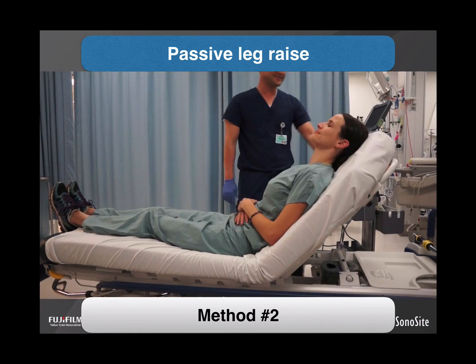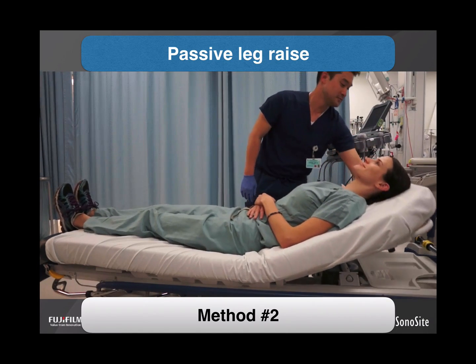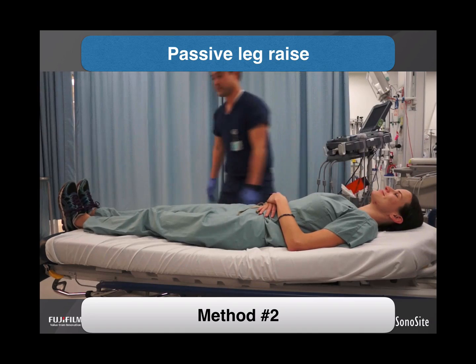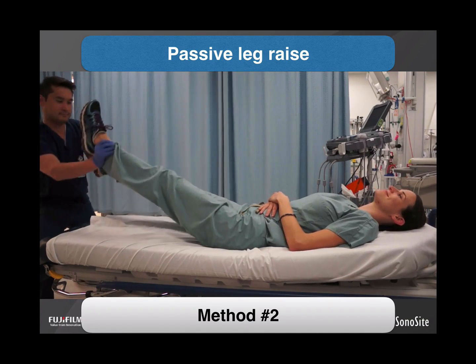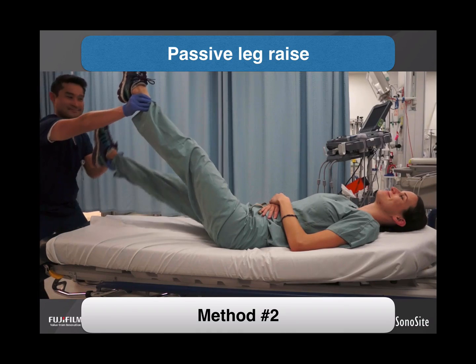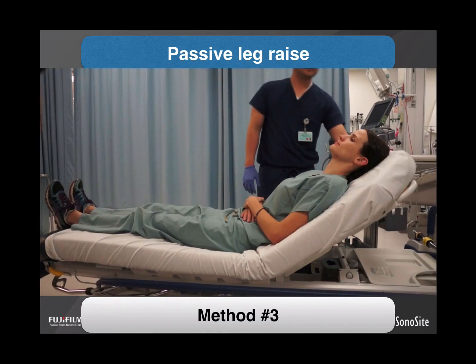This is method number 2 for the passive leg raise. You can have an assistant lift the patient's legs, but often this can be tiring and somewhat unwieldy, as George demonstrates. Method number 3 involves a wedge pillow.